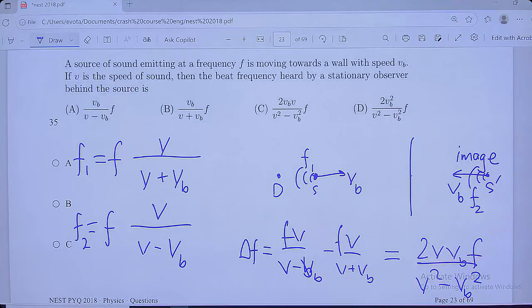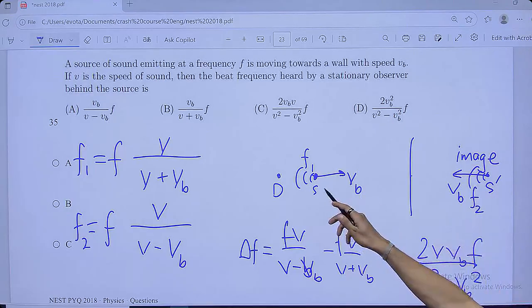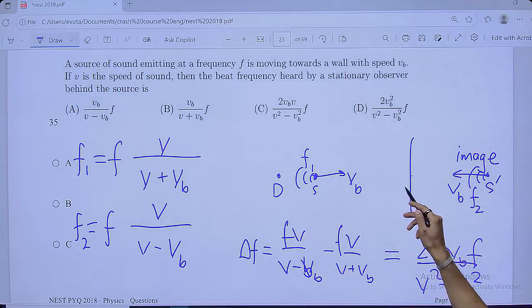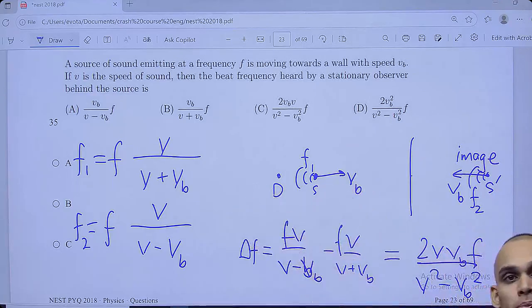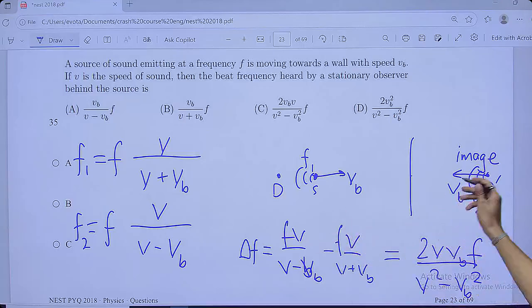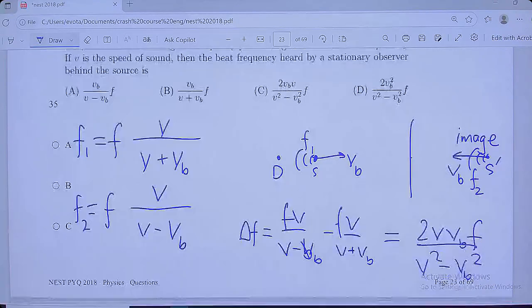So for all such questions, don't fall into the trap of first looking at what the frequency heard by the wall will be, then the frequency of the reflected sound will further get Dopplered by the relative motion. Simply draw the image source and calculate the frequency of that sound. Let's look at the next question now.